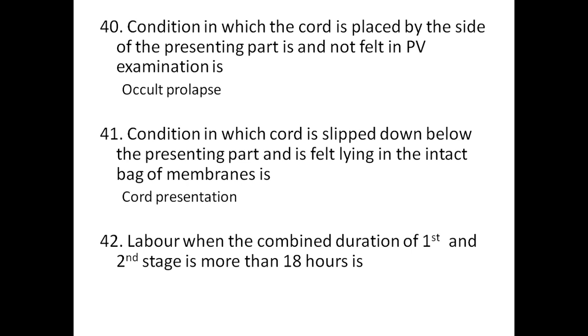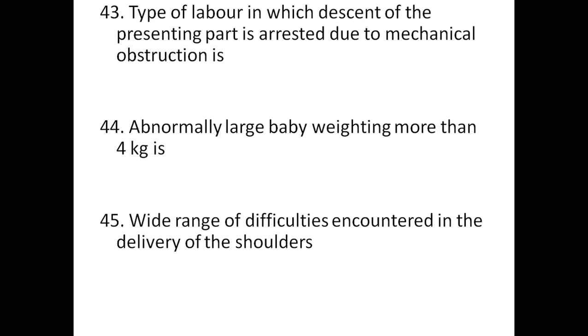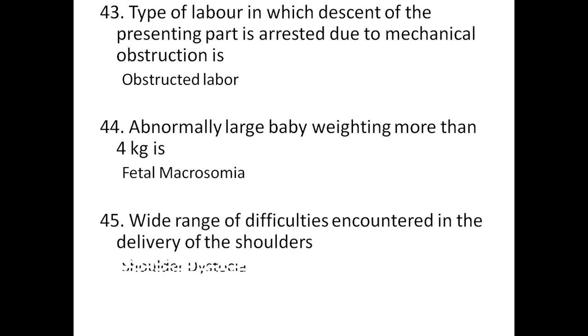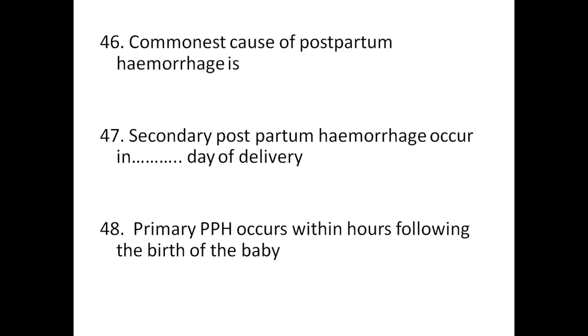Labor in which the combined duration of first and second stage is more than 18 hours is known as prolonged labor. The type of labor in which descent of the presenting part is arrested due to mechanical obstruction is called obstructed labor. An abnormally large baby weighing more than 4 kg is known as fetal macrosomia. The wide range of difficulties encountered in the delivery of the shoulder is known as shoulder dystocia.